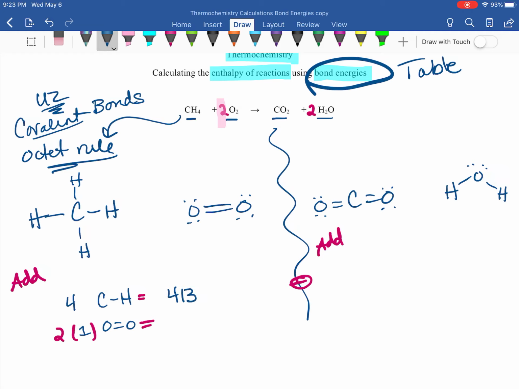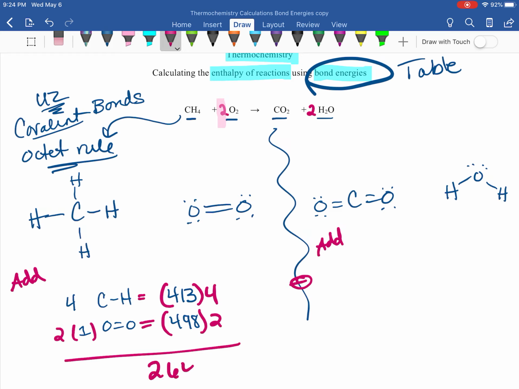So that means we've got 413 here, except how many do we have? 4. And then we have, what did we say? 498 here, except how many do we have? 2. All right, bust out your calculator. Let's add those up. All right, I am getting 2648 kilojoules.